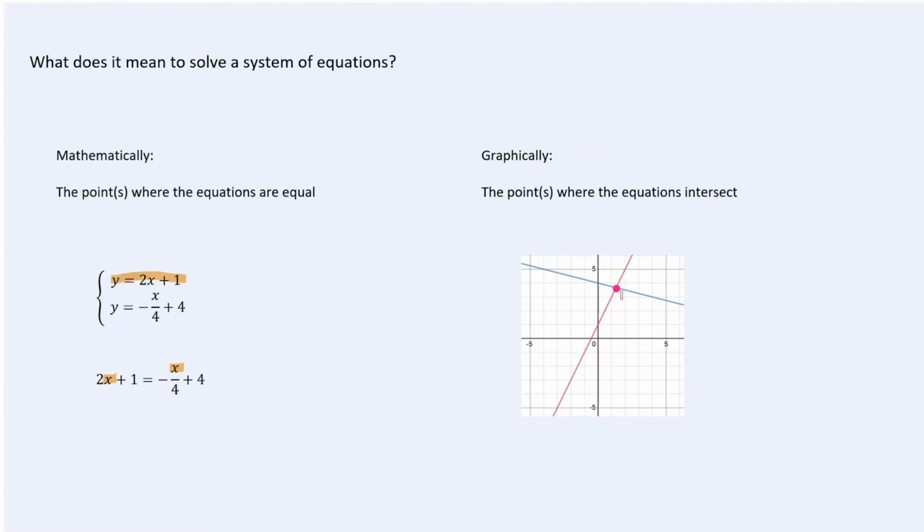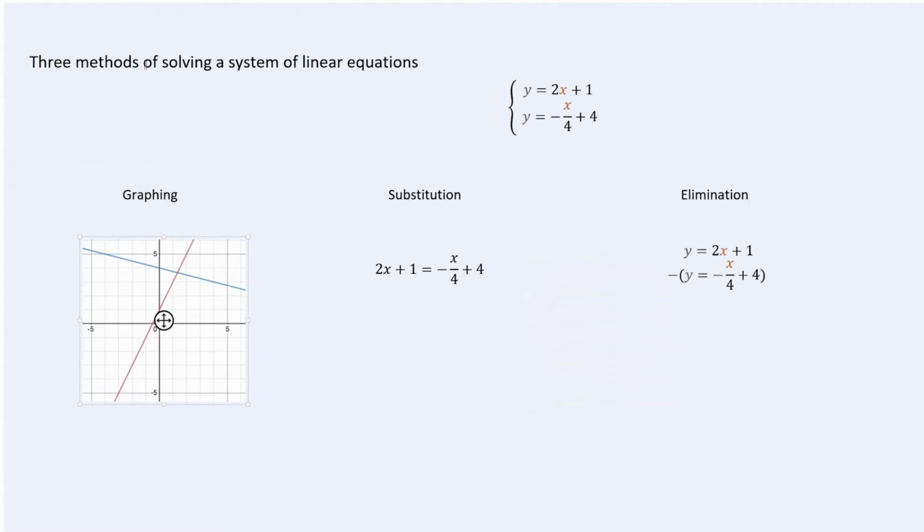Graphically, the solution to a system of equations is the point where the equations intersect. If you were to plot these two equations on a graph, it would look like this, and you could find the spot where they intersect. And if it happened to fall on a specific line on the coordinate plane, then you could figure out the solutions just from that. There are three main ways to solve a system of linear equations.